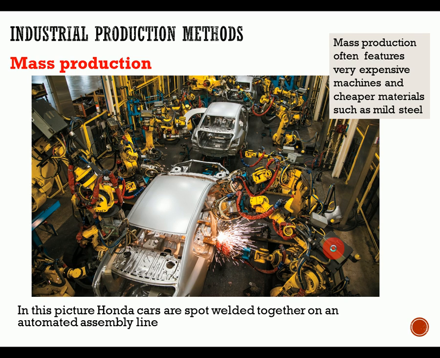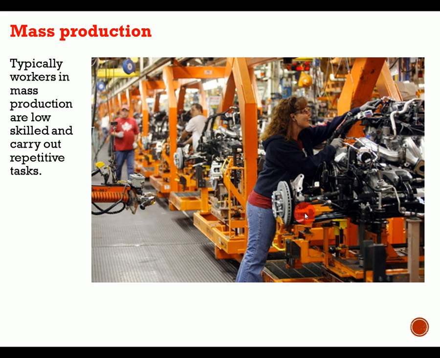Mass production is obviously often characterized by very expensive machinery. So here we've got these robotic arm assembly lines. There's no human workers here. The Honda cars are spot welded together. It's a fully automated process, but it would cost hundreds of thousands, if not millions of pounds to set up this production line. Typically, workers in mass production are low skilled and carry out repetitive tasks, just one simple task at a time as the products move along the production line.